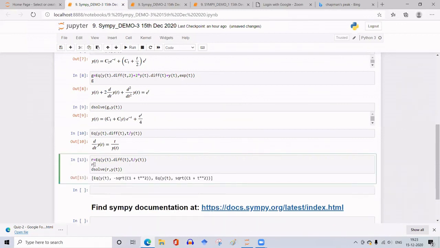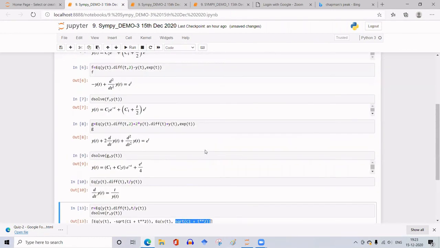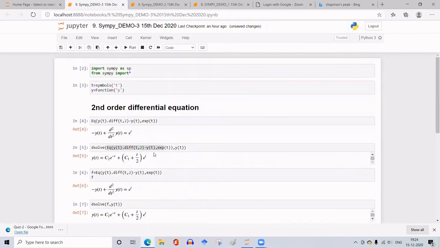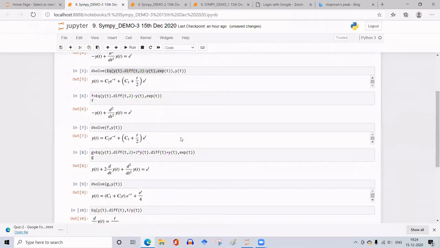So again, I'm getting the same result. No, it's not in the symbolic form. Okay, anyway, the equation y of t has got two roots. One is minus square root of C1 plus t square, another one is plus square root of C1 plus t square. Okay.